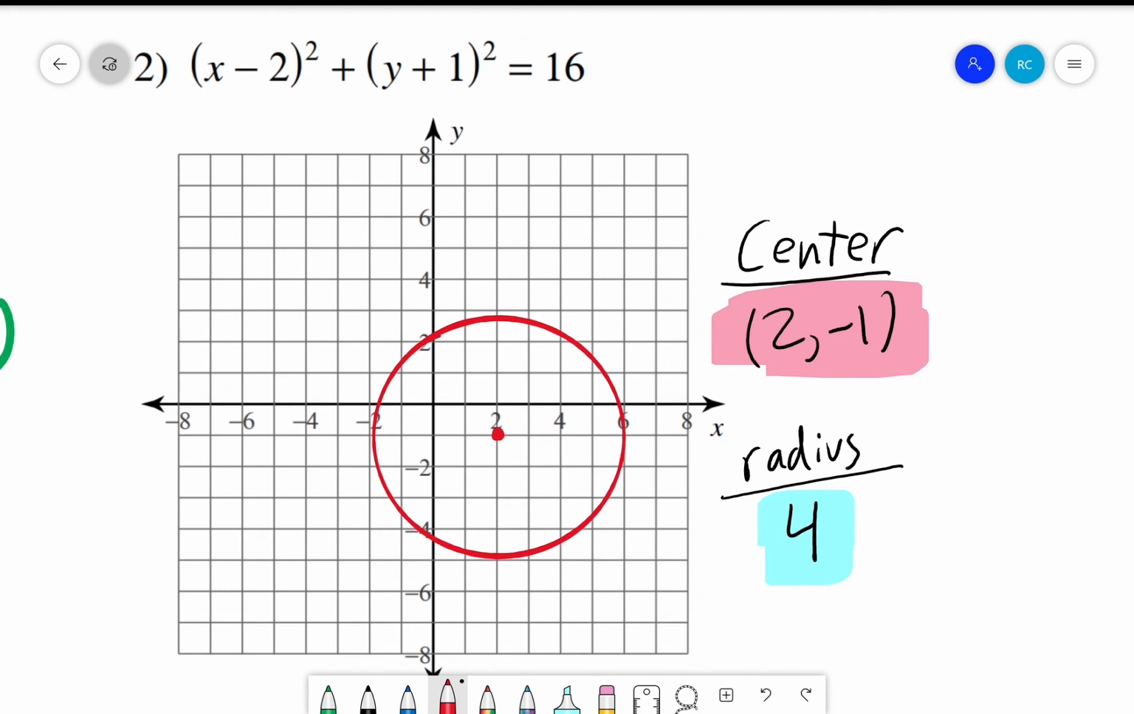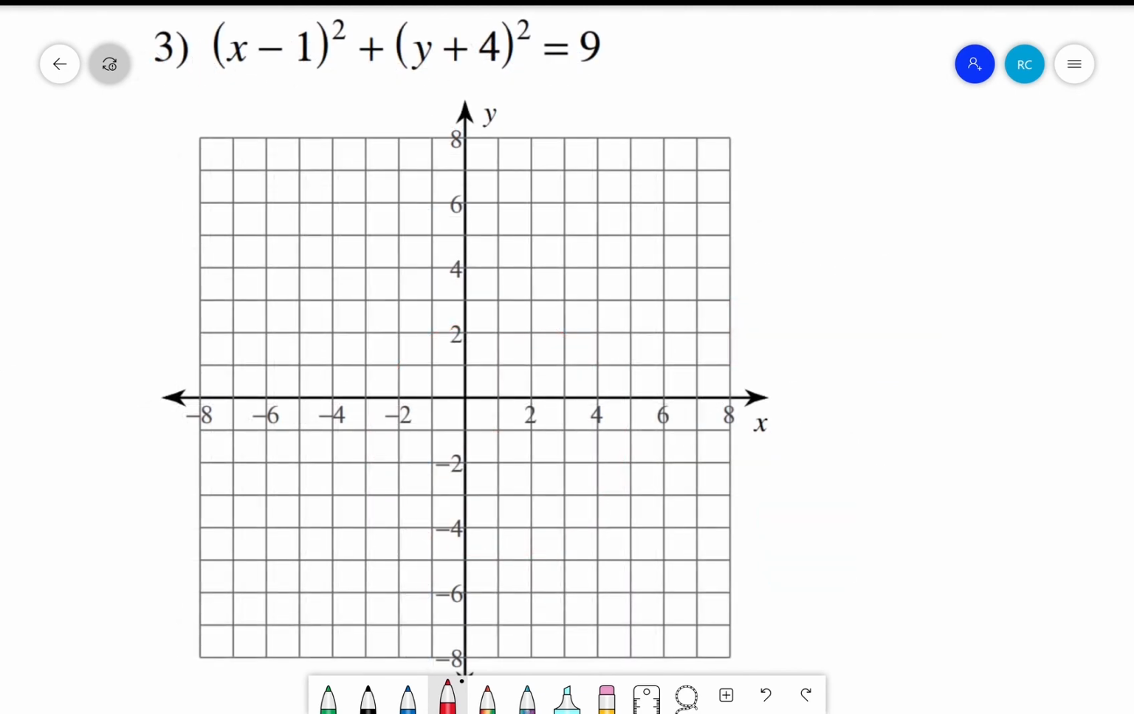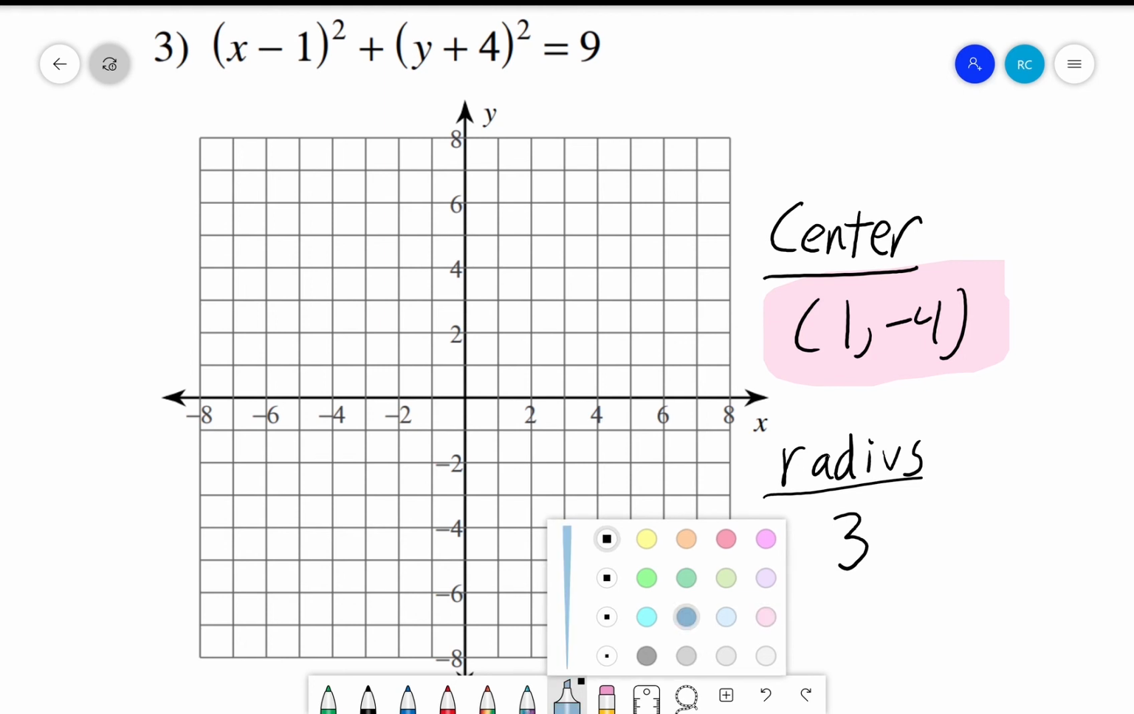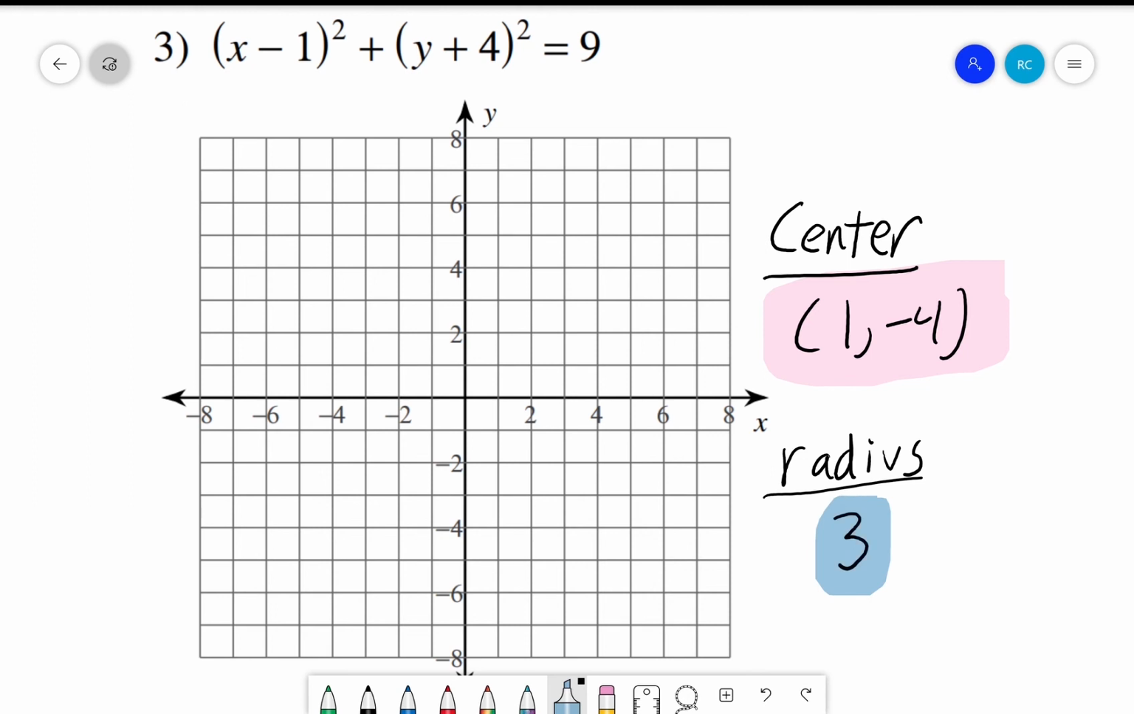Let's look at number 3. Number 3 says x minus 1 squared plus y plus 4 squared equals 9. Take a second, pause the video, see what you can do. I bet you can figure it out before I'm even done writing it. Remember that because of that x minus h, y minus k thing, the two values of the center are always the opposite of what you expect. And then don't forget to take the square root to get the radius.